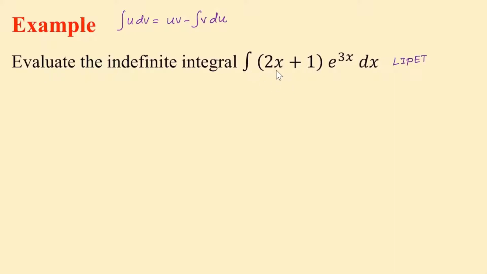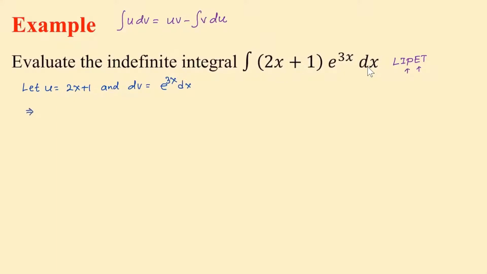Here in this integral, we have the polynomial function, P, and the exponential function e to the 3x, so that's your E. Since P comes first, your u will be the polynomial function. So let's write that down. Let u equal 2x plus 1. And whatever is remaining is your dv. The remaining part is e to the 3x dx, so dv is equal to e to the 3x dx.